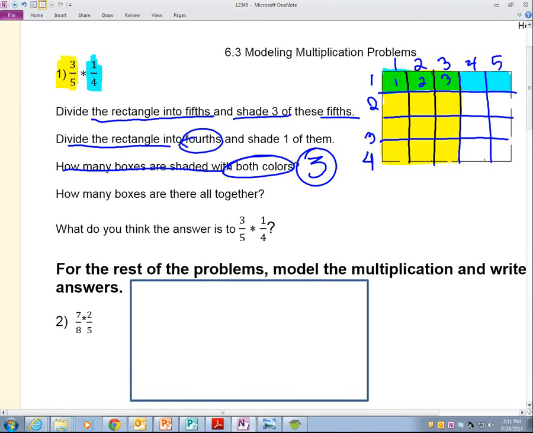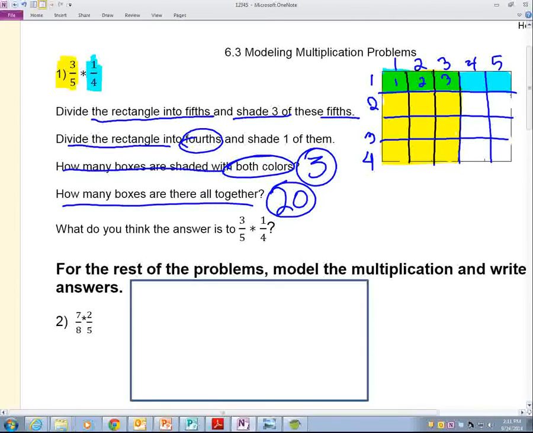How many boxes are there that we created? How many boxes did we create, Owen? 2. Wait, are you talking about... Oh, like put the colors in? Nope, it doesn't say colored in. It says how many boxes are all together. Oh, okay. 20. There are 20. Circle that one.